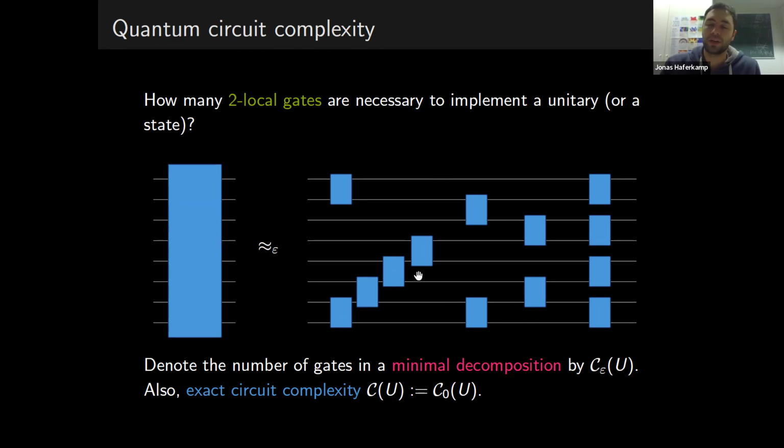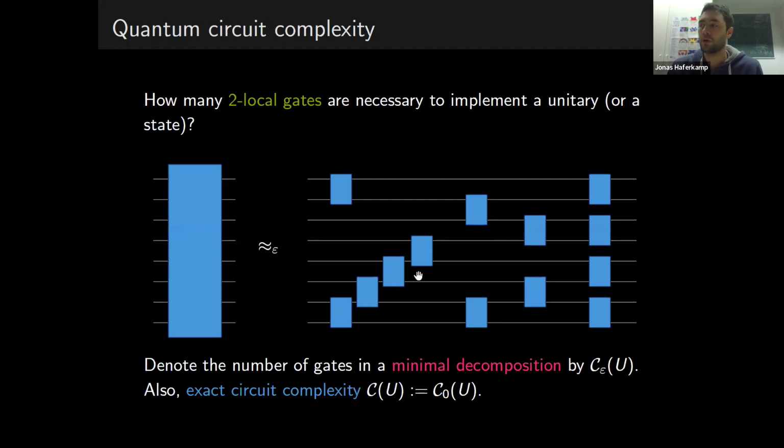On the other hand, we can always ask, for any given unitary, what is the minimal decomposition, or the minimal number of gates that we need to implement our unitary? This is what we call the circuit complexity of the unitary. Very similarly, for states, we can define it exactly the same way.